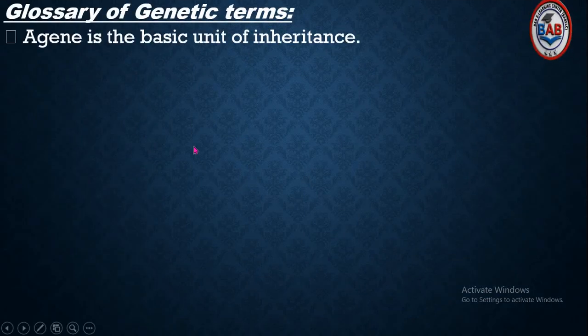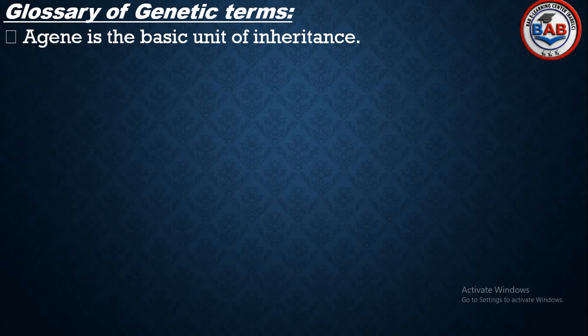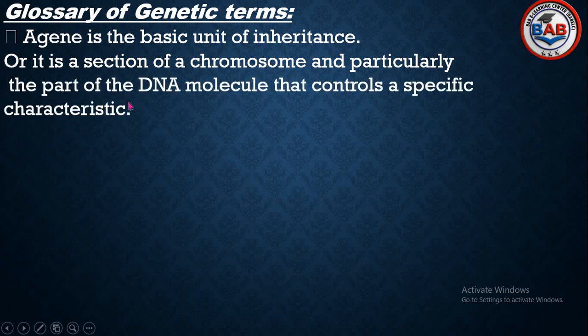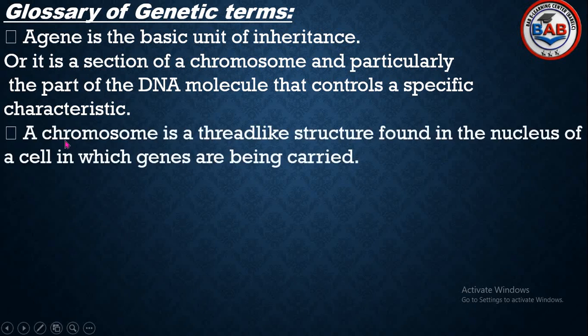We look at the glossary of genetics. Terms used in genetic study. A gene. A gene is a basic unit of inheritance, or it is a section of a chromosome, particularly the part of the DNA molecule that controls a specific characteristic. A chromosome is a thread-like structure found in the nucleus of a cell in which genes are carried.